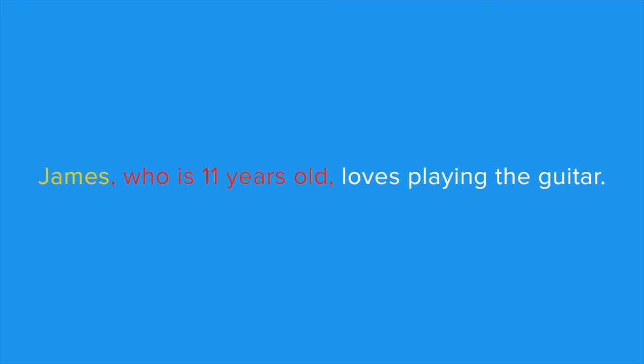James, who is 11 years old, loves playing the guitar. Here, we have added a relative clause within our sentence to provide some extra information about James. In this example, we have started our relative clause with the relative pronoun who. Notice how we have separated our relative clause from our main clause using commas.